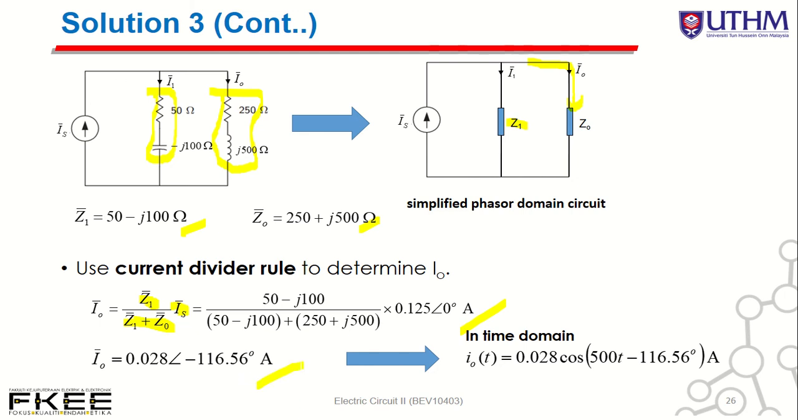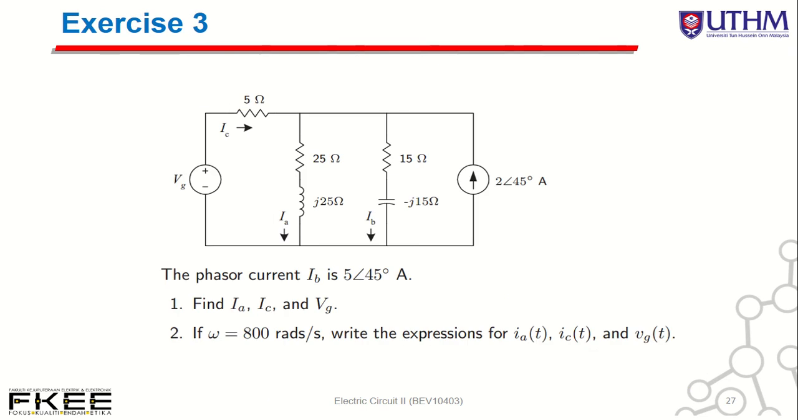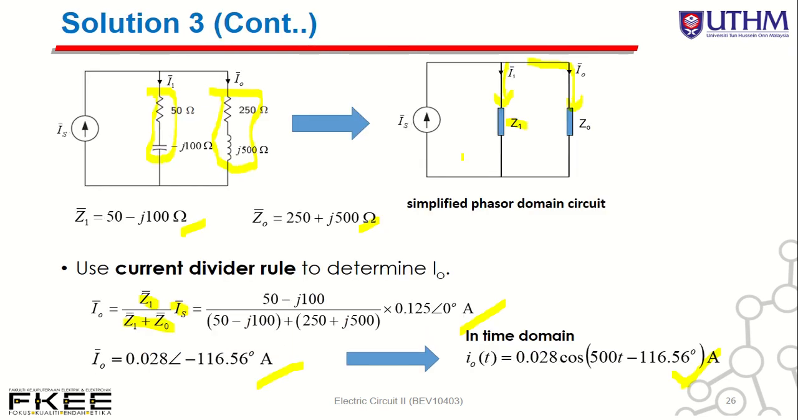Then you can get I0. This I0 you can convert to time domain. Okay, how to determine I1? I1 equal to Z0 divided by Z1 plus Z0 times IS. It's the other way around a little, right? Then you can determine I1.